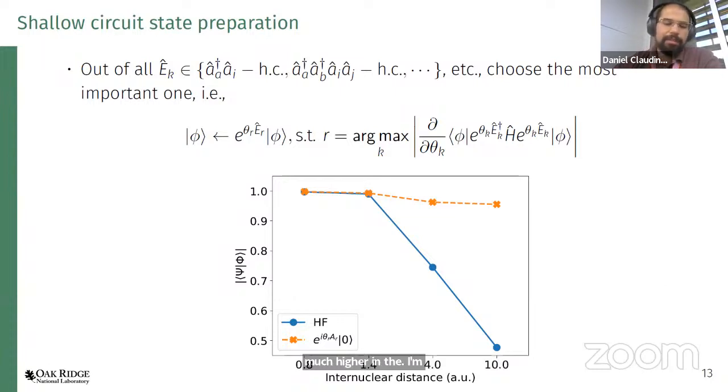Whereas by preparing this new state, with this single many-body rotation away from the mean field solution, we see that the overlap is still fairly significant, very close to one, meaning that the state we're preparing is significantly closer to the ground state.